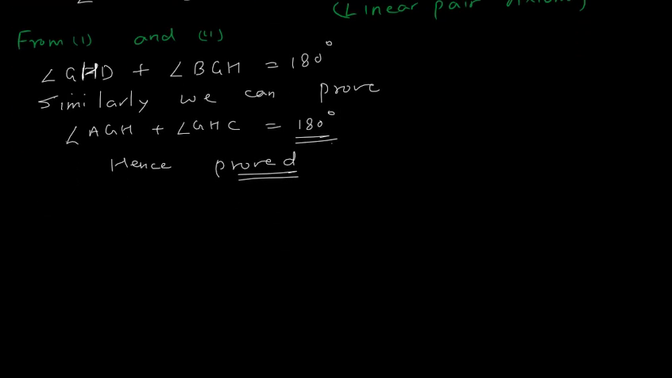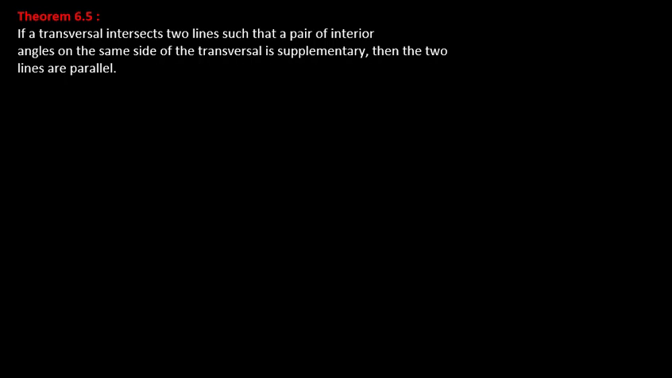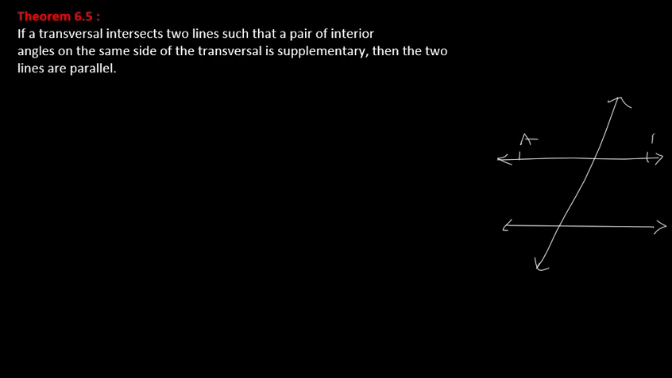Now let us discuss the converse of interior angle. Now converse of interior angle is what? If interior angles are supplementary, then the two lines are parallel. So here two lines are there. We don't know whether they are parallel or not, but we know that interior angles are supplementary. So again you name them as A, B, C, D, and the transversal as E, F, they are intersecting at points G, H.